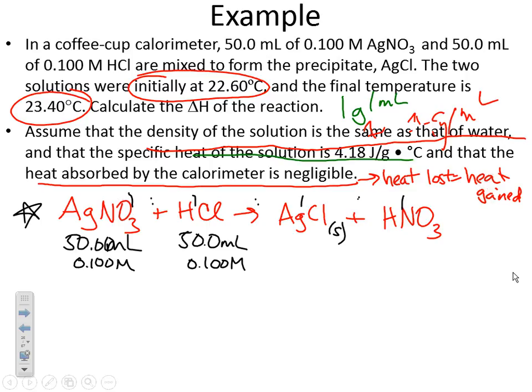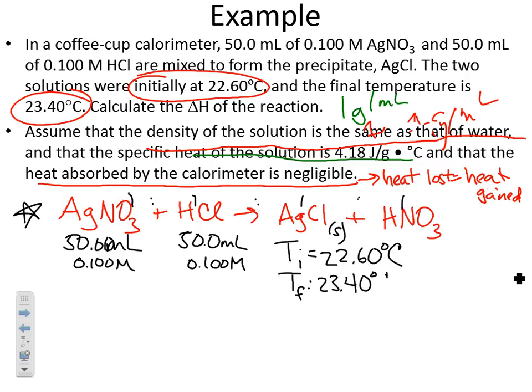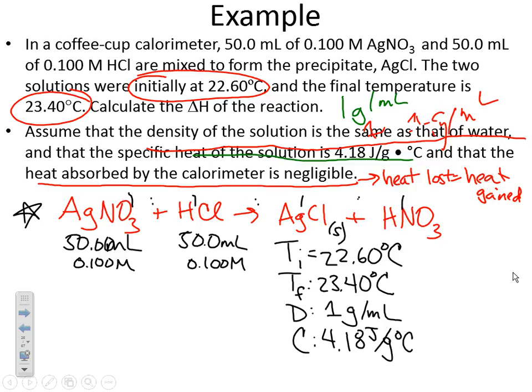degree Celsius. So we have a TI, initial temperature, 22.60 degrees Celsius. We have a final temperature, 23.40 degrees Celsius. We have density, 1 gram per mil. And we have specific heat, 4.18 joules per gram degree Celsius. So basically, these are all the numbers that the problem has given us.